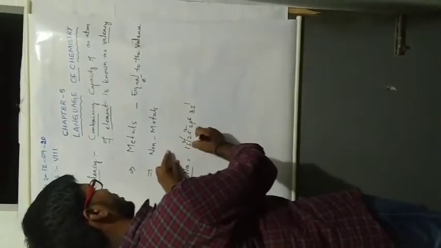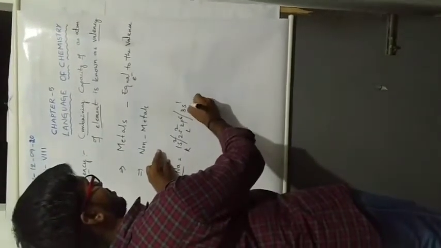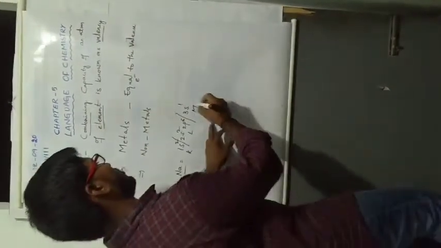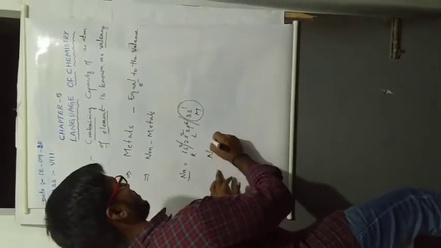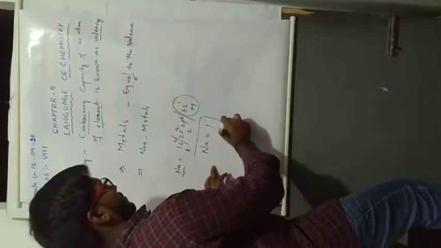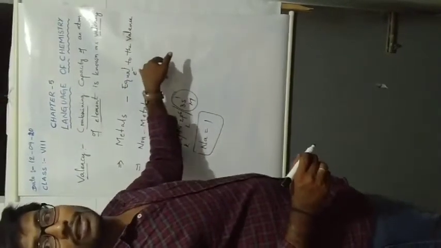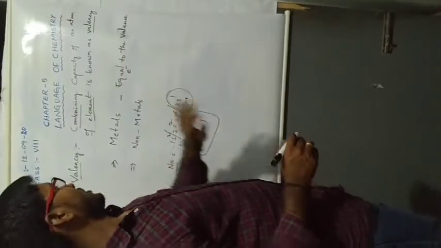So how many shells are there? Three shells: K shell, L shell, M shell. The M shell is the outermost shell, and that is equal to the valency of sodium. So what is the valency of sodium? 1. So the formula for metals: valency is equal to the valence electrons. All metals' valency is equal to their valence electrons.